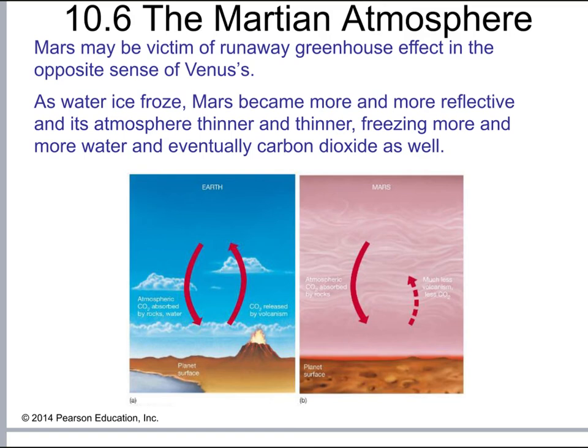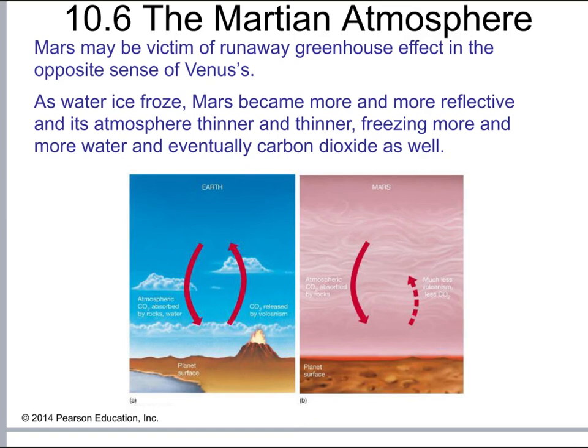Now, we've talked about the runaway greenhouse effect on Venus and how that led to Venus's temperature being insanely high. Mars may be a victim of a runaway greenhouse effect in the opposite direction. Basically, on Mars, as water ice froze, it became more and more reflective. In other words, sunlight that struck the surface of Mars reflected off of the ice and went back into space rather than hanging around long enough to warm the planet up. And so that caused more ice to form, which reflected more light into space and drove the planet to be colder and colder. And eventually, even carbon dioxide would freeze on the surface of Mars. That's how cold it can get.